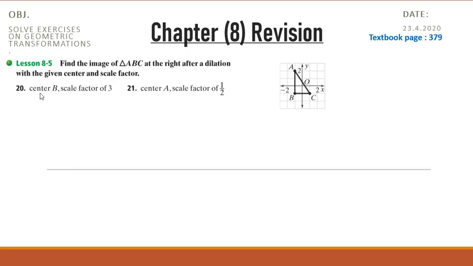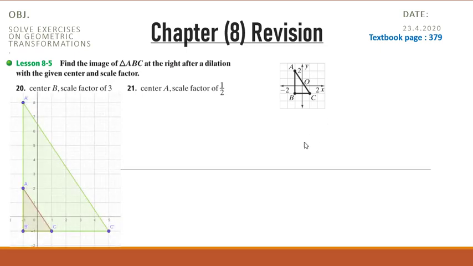Now, in this case, how to do the dilation? The center of dilation is B. So the image of the point B will be itself. B prime is in the same place as B. And BA is 3 units. So B prime A prime should be 3 times 3, so it's 9 units. The same for BC, it's 2 units. So B prime C prime should be 2 multiplied by 3, which is 6.